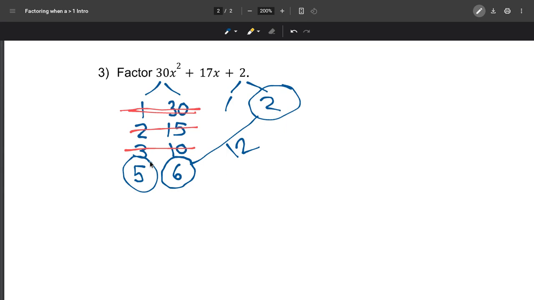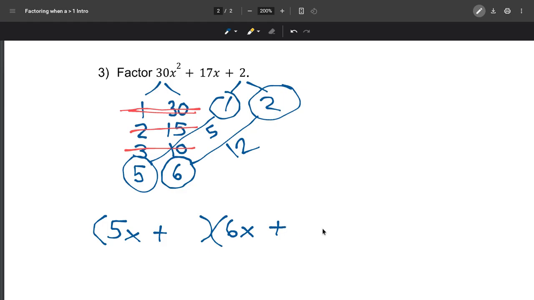If I do 5 times 1, that gives me 5. And 12 plus 5 is 17. So that's the way I want to arrange it. So my factored form, I'm going to write a 5x here plus some number. And then I'm going to have a 6x here plus another number.